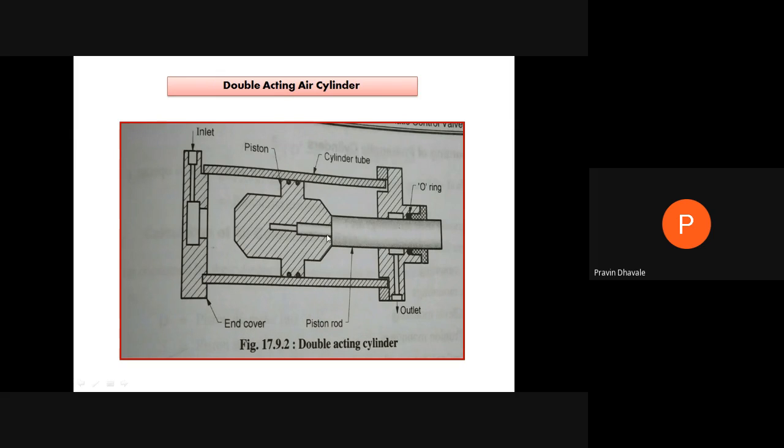Because of that, the piston can be moved forward and backward by supplying pressurized air to each port.